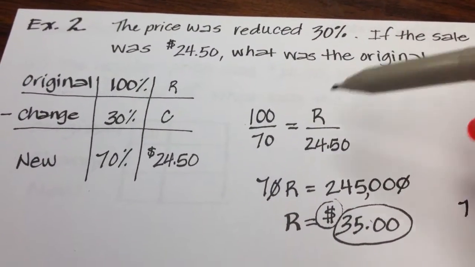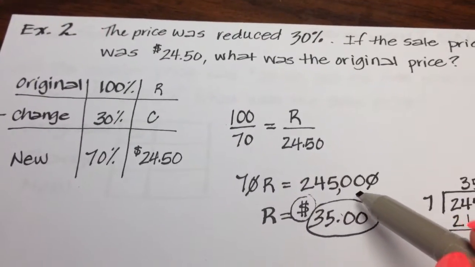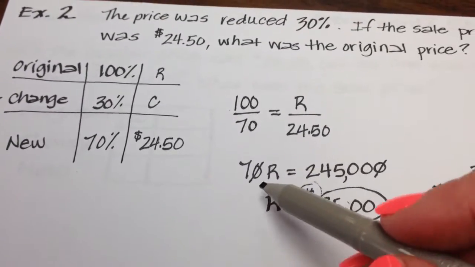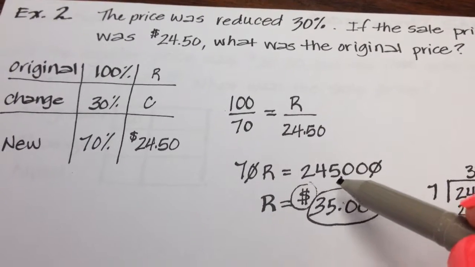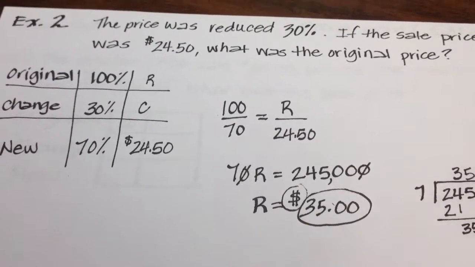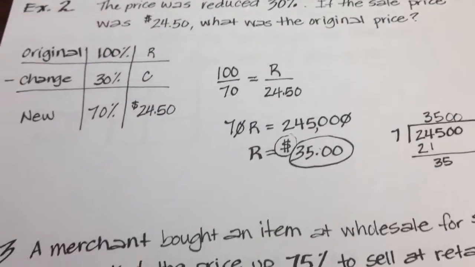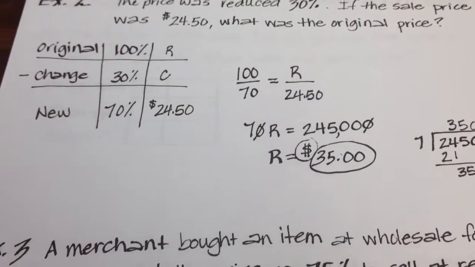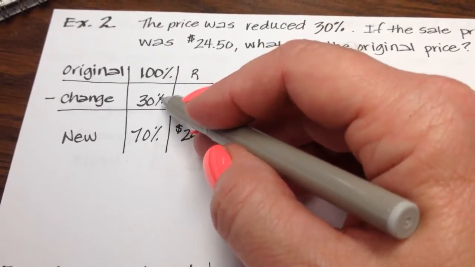So same thing. 100 is to 70 as R, the regular price, is to $24.50. Cross multiply and divide. So we get 70R equals 245,000. All right, I'm just going to take off one of these zeros, do my division, and look at there. My regular price was $35. See, these are easy, right? Because the original will always be 100. We just have to know if we're going to add or subtract.